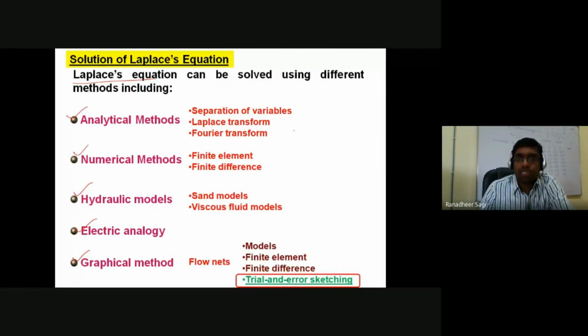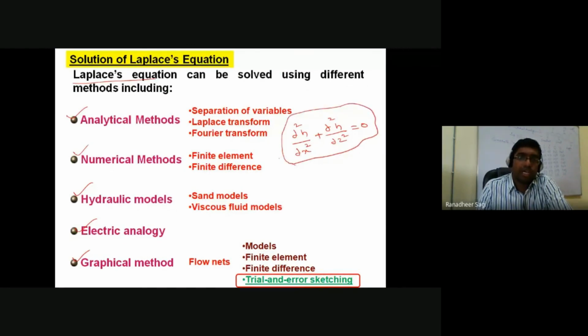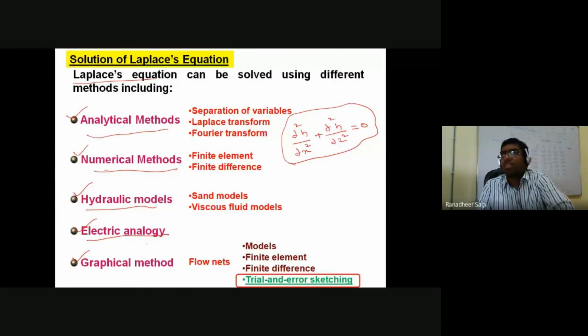So what was our Laplace equation that we have got? Del square h, that is, dou square h by dou x square plus dou square h by dou z square, is nothing but simply equal to 0. The solution for this Laplace equation we can get either based on analytical methods, or numerical methods, or different hydraulic models which are readily available and based on electrical analogy, where based on the difference in the current flow conditions we can understand the amount of flow, or based on the graphical approach.